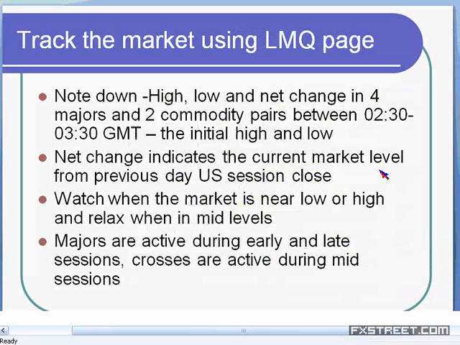So after noting down the initial lows and the highs, we also note the net changes in the market from the current level, which is actually calculated from yesterday's US session close. Then watch whether the market is near the low or near the high. If it is in the middle level, we simply relax. That is with regard to the initial low and the initial high. And currently, they are holding above the initial high in the case of euro, GBP and Australian dollar.